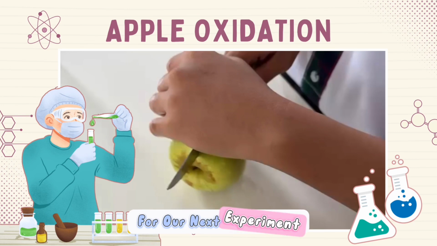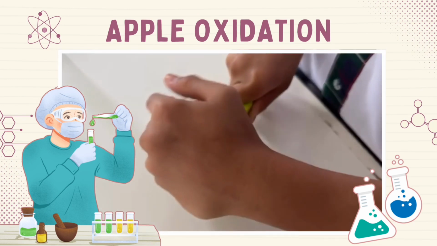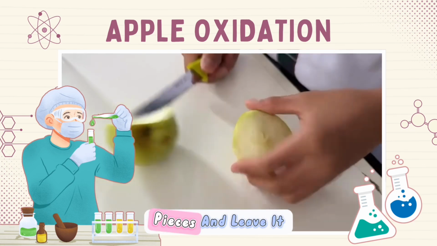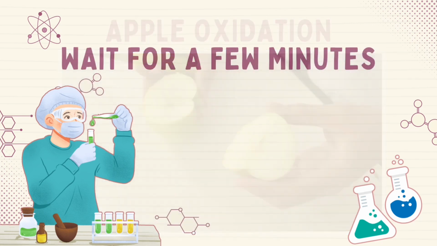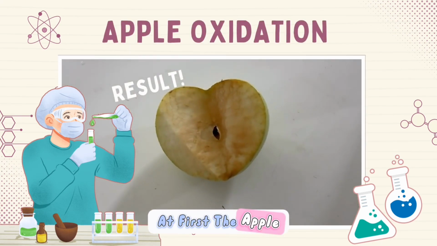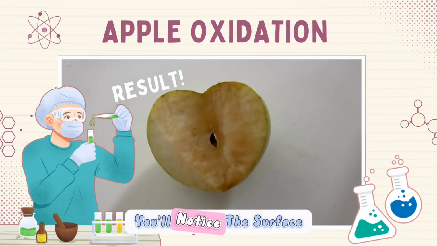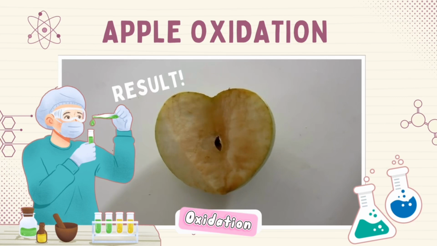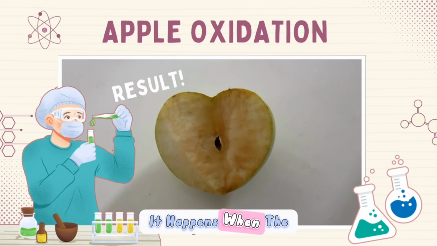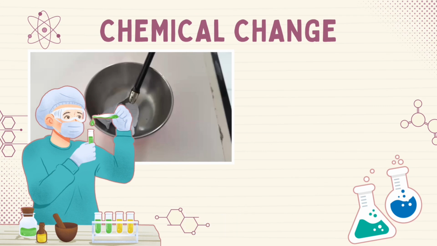For our next experiment, we'll observe what happens when an apple is exposed to air. First, cut the apple into pieces and leave it on a plate for a few minutes. At first, the apple will look fresh and white, but after some time, you'll notice the surface starting to turn brown. This process is called oxidation. It happens when the substances in the apple react with oxygen in the air.